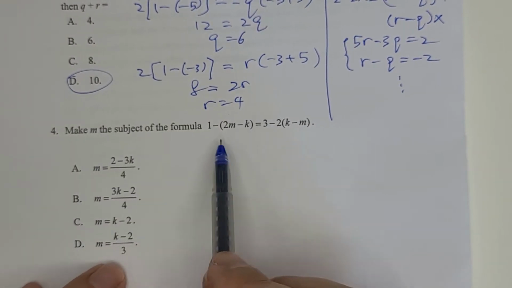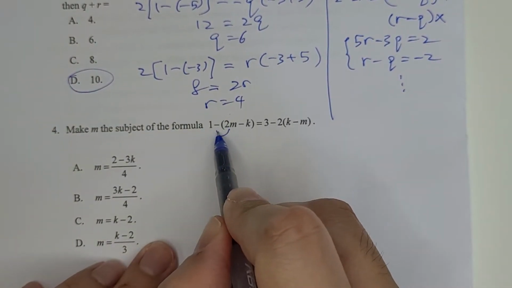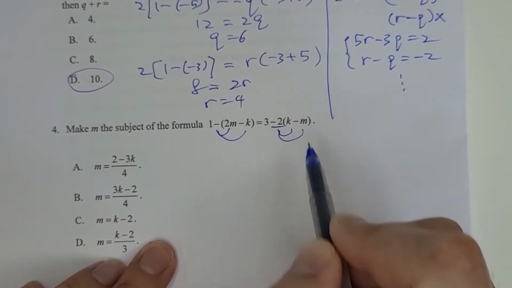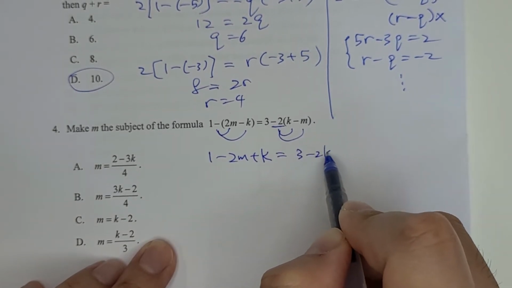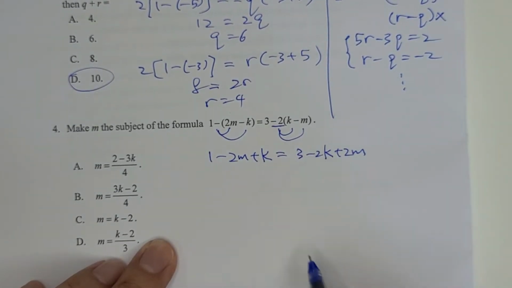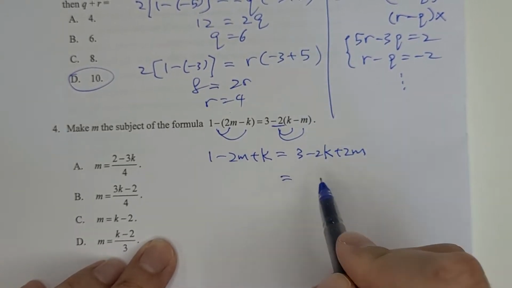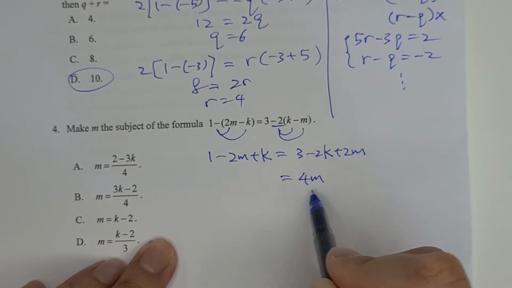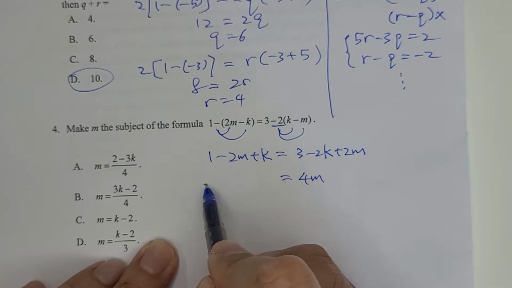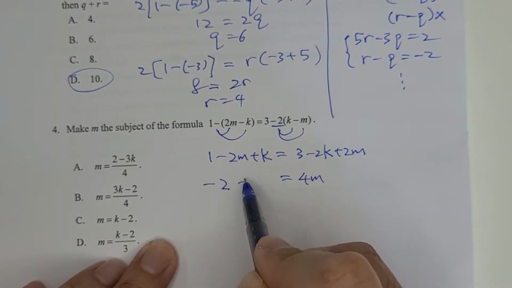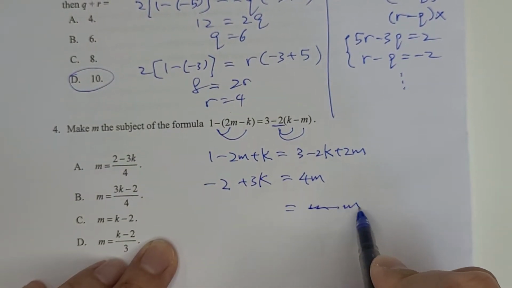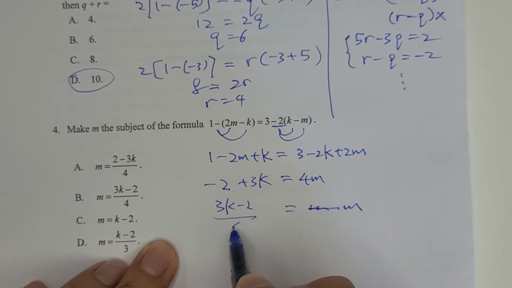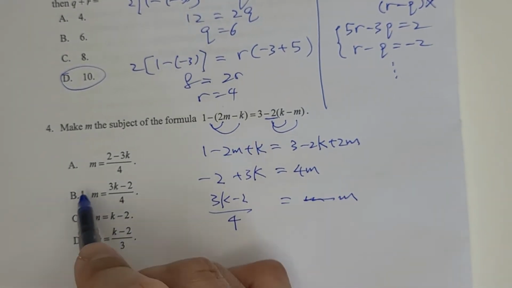Make m the subject of this formula. Quite straightforward. First of all, multiply this negative sign and negative 2 inside the bracket. 1 minus 2m plus k equals 3 minus 2k plus 2m. And then move all terms with m on one side. So negative 2m moves to here and becomes positive 2m. Add them together, 4m. So 1 minus 3, negative 2. K plus 2k plus 3k, as you can get. So m will become 3k minus 2 over 4. And therefore, the answer is B.